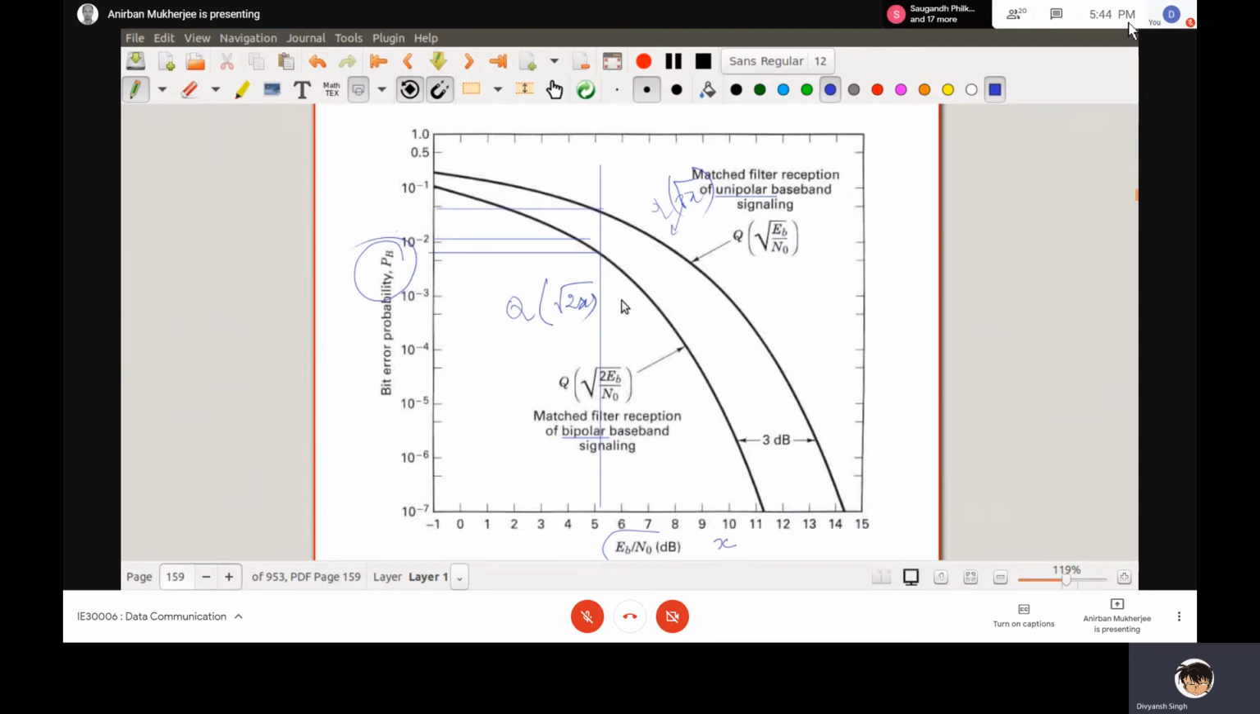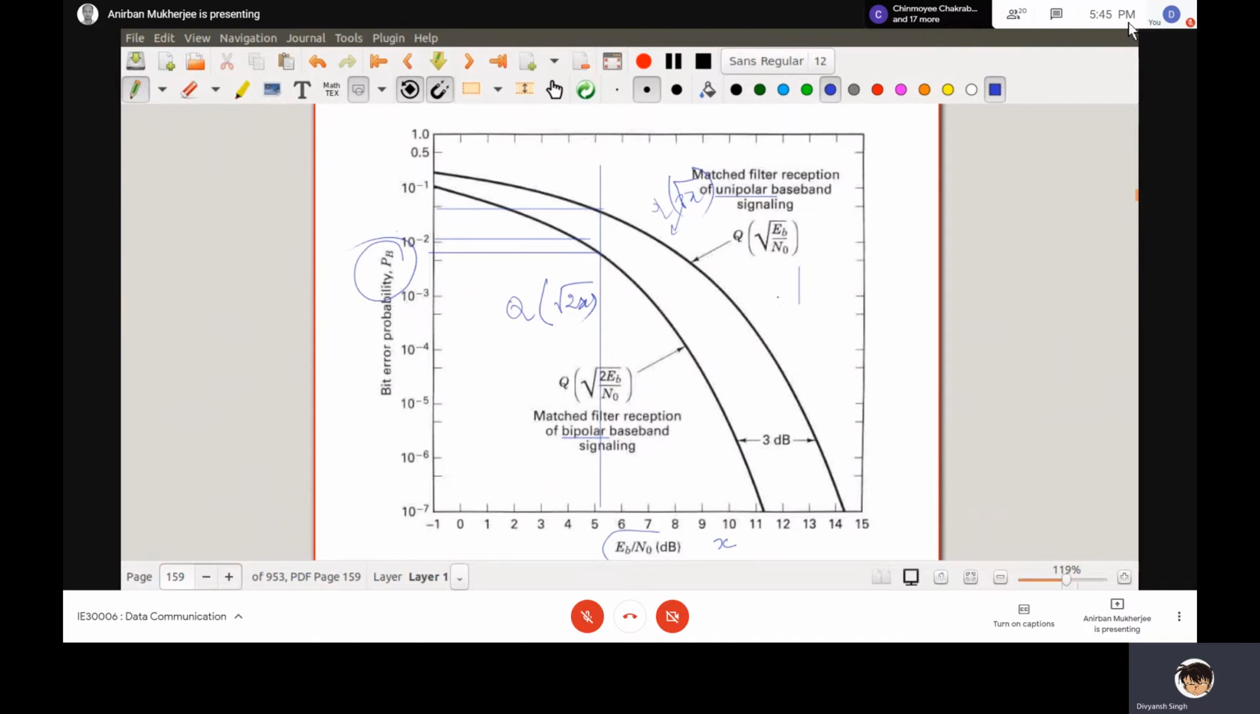So depending on your signal, the only change you have made is how you are representing logical 1 and logical 0. The rest of the things are the same. That means depending on the signaling, your probability of bit error will vary. This is quite important. After doing all these things, the basic take-home message is about these graphs.